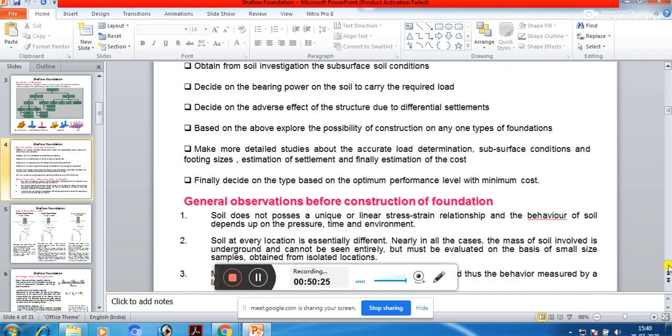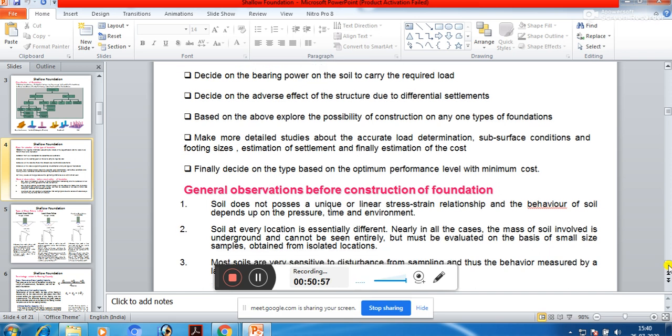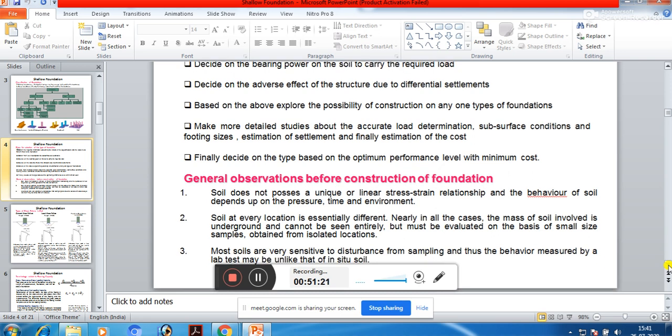Okay. Now next, the soil at every location is essentially different. That is what I was telling you just 2 minutes back, that you cannot say the neighbouring house is standing properly, so construction will go fine here also. No, it may not be the case. Soil at every location is essentially different. So in nearly all cases, the mass of soil involved is underground and cannot be seen entirely. You cannot see the soil, you don't know what is there underground. See, just 500 meters away you may get a rocky stratum, but where you are constructing your foundation, you may not have such a rocky stratum. So you cannot decide on the foundation at some location based on that.